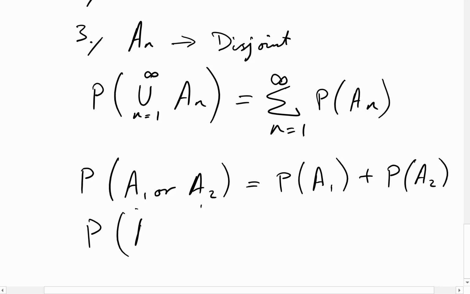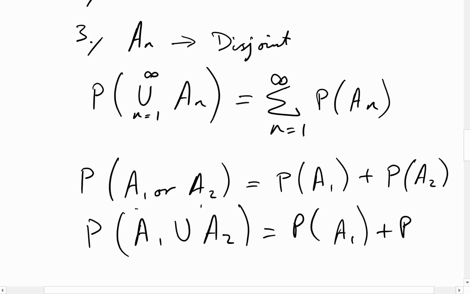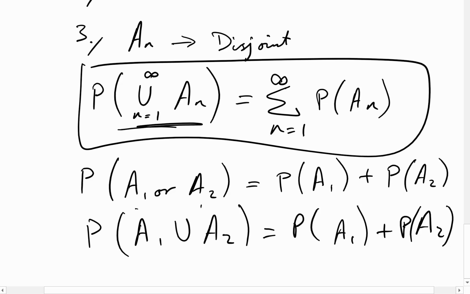And the way we write that in statistics is the probability of A1 union A2 is equal to the probability of A1 plus the probability of A2. And that is all I've got written down here. So here's my union, and here's my sum.